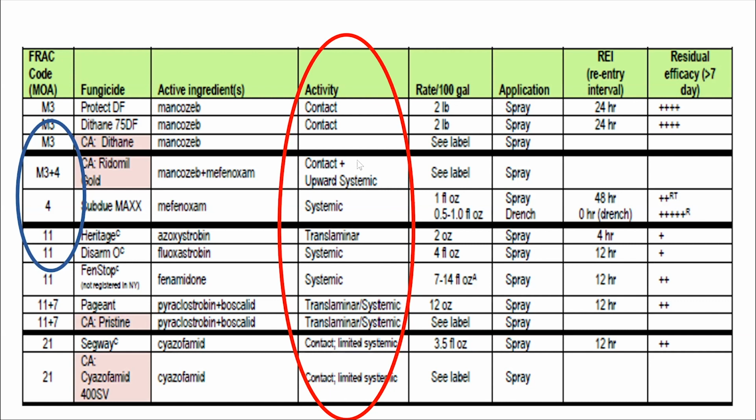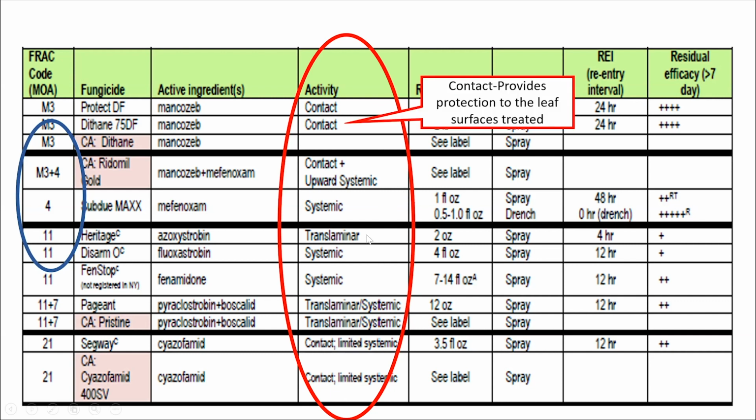If it is a systemic, remember that the systemics move within the plant, meaning that normally you apply it to the soil and they're upward systemic. There's only a couple of compounds that are downward systemic. The vast majority of them move from the roots up through the plant. So you want to make sure that you apply these systemic materials as a drench. They're okay as a spray, but the best efficacy is as a drench.